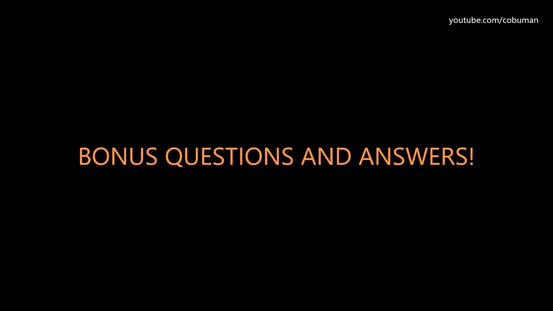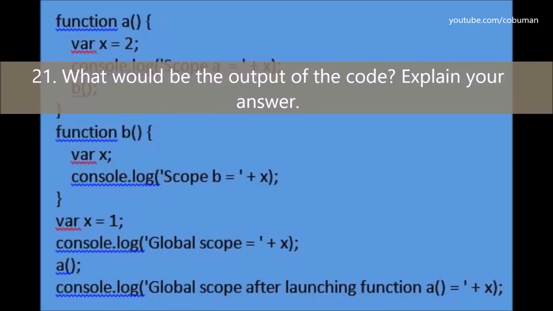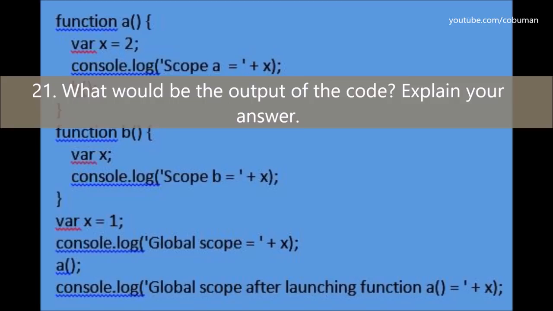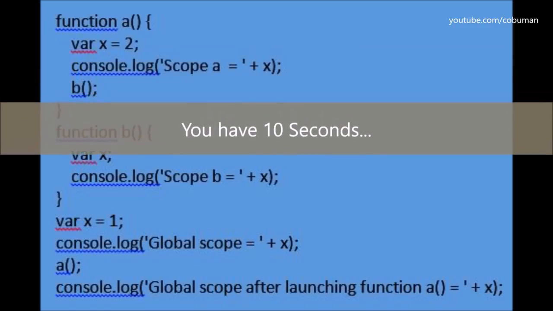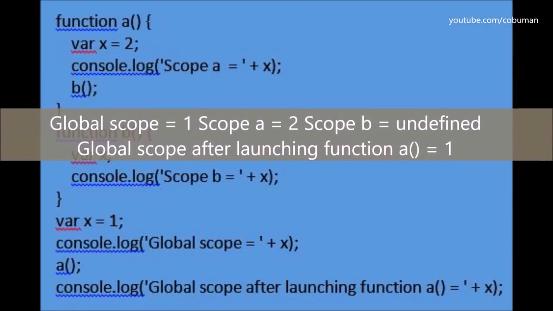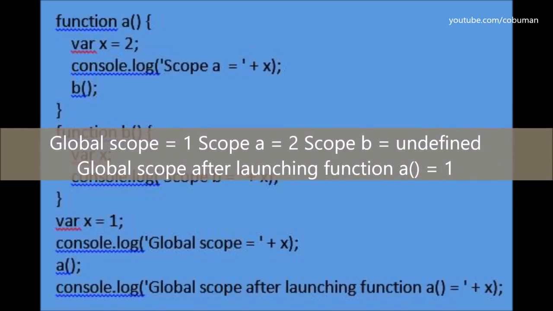Ladies and gentlemen, we have some bonus questions. Question number 21. What would be the output of this code? Explain your answer. The answer is: global scope equals 1, scope A equals 2, scope B equals undefined, global scope after launching function equals 1.